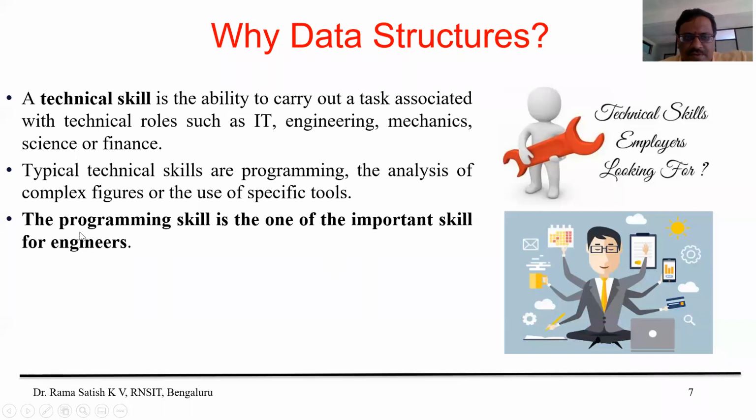Remember the next very important point. The programming skill is one of the important skills for an engineer. Being an engineer, if you don't know programming, then there is no use. Technically speaking, non-engineers are writing programs too: BCA students, BSc students, diploma students. Being an engineering graduate, if you don't know programming, that's not good. As an engineer, that too from RNSIT, you should have this programming skill. For an engineer, programming skill is a must. That's basic.